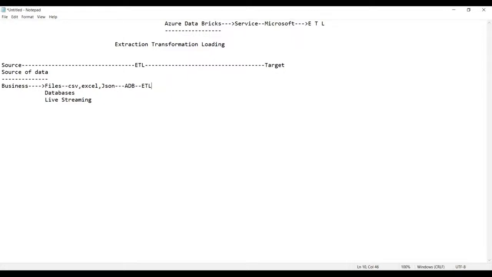Yes, we use ADB, that is called Azure Databricks, and we pull in the data by using this ETL of ADBs. Once extraction and transformation are done, finally the data will be loaded into the destination.